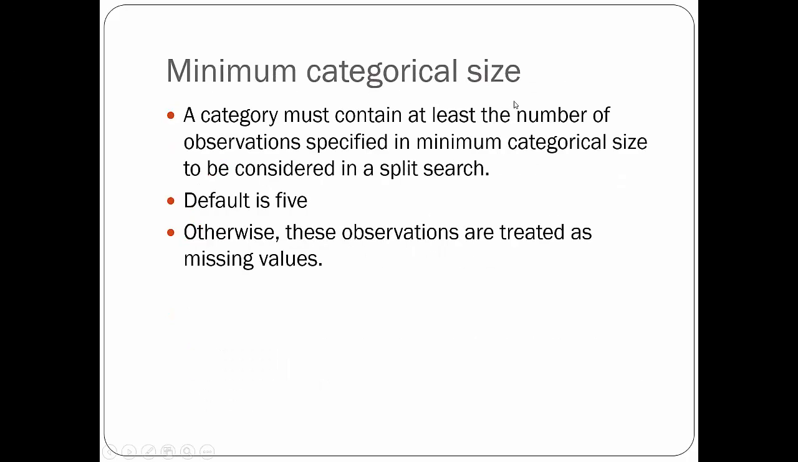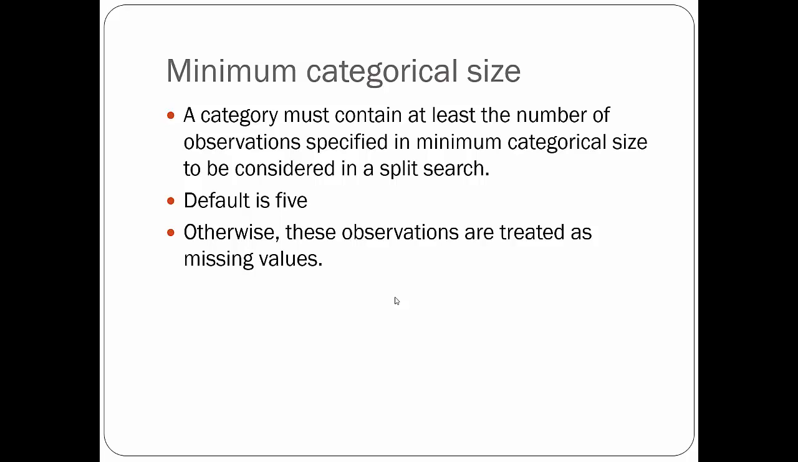Okay. Minimum categorical size is how many observations there are for each category. Suppose a predictor is a nominal variable, say green, red, blue. Each category must have at least a certain number of observations. The default minimum is 5. If a particular value of a nominal variable has fewer than 5 observations, then SAS will automatically treat those observations as missing values, and so it will not be considered a valid value.